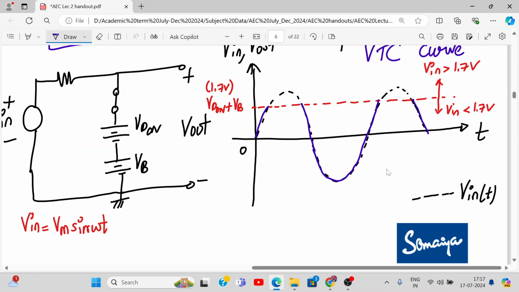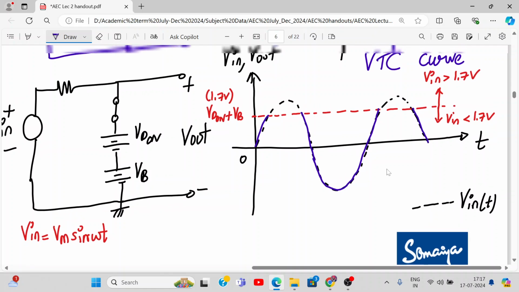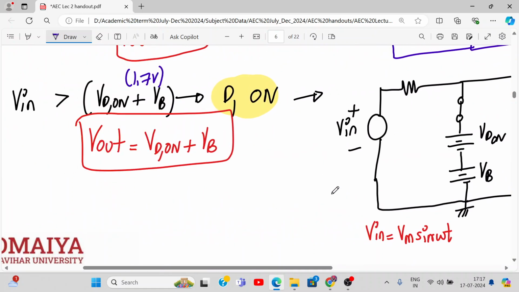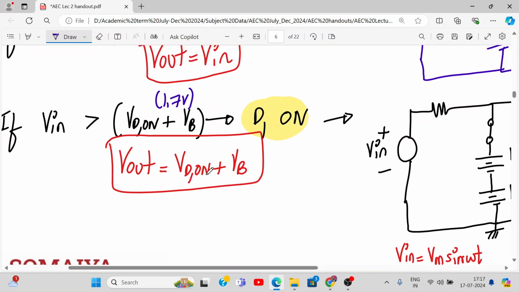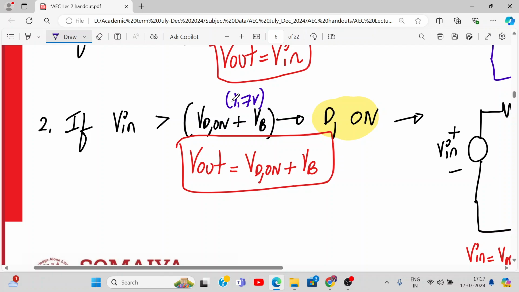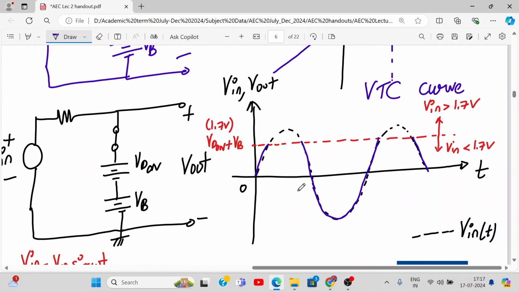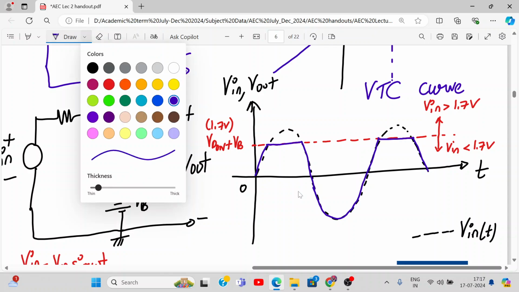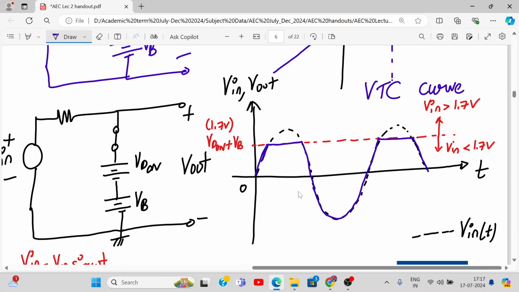And what will happen if V in tries to go beyond 1.7? Output is equal to 1.7. Yes or no? If V in becomes greater than 1.7, then output is equal to 1.7. So output stays over here like this. So this is the graph. I hope it is clear. This is how the graphs look.